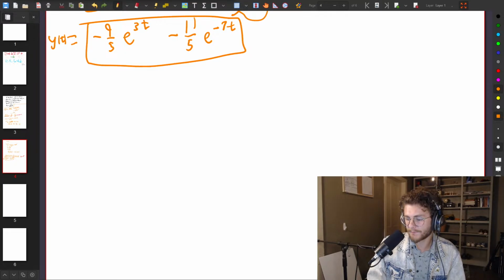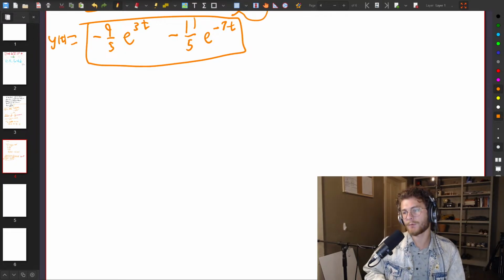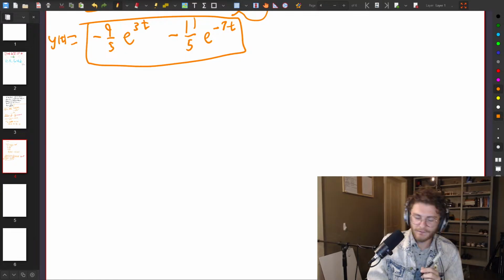So I got to redo this and figure out where I went wrong. So I think I went wrong on that partial fraction decomposition because I got excited. So we're doing it again.